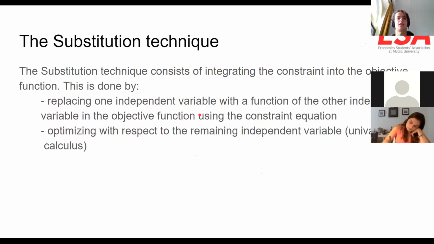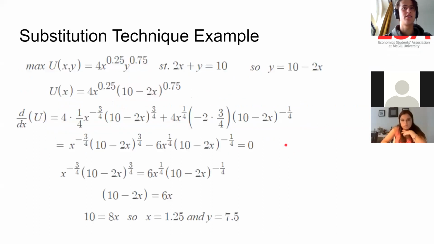Going back to the substitution technique, what we'll do here, instead of adding another element, is substitute an element within our objective function. So actually I'll go directly to the example. I think it's probably the most useful when it comes to this.